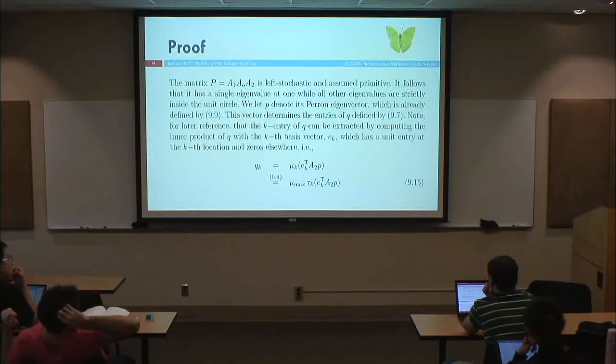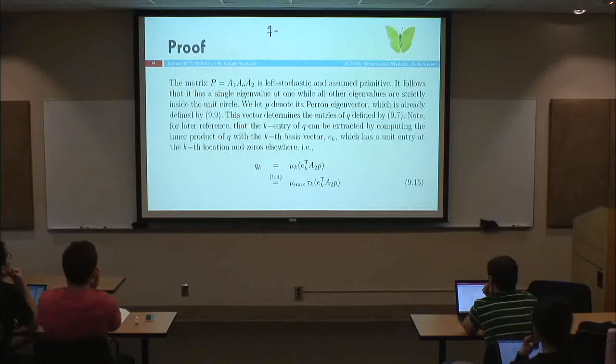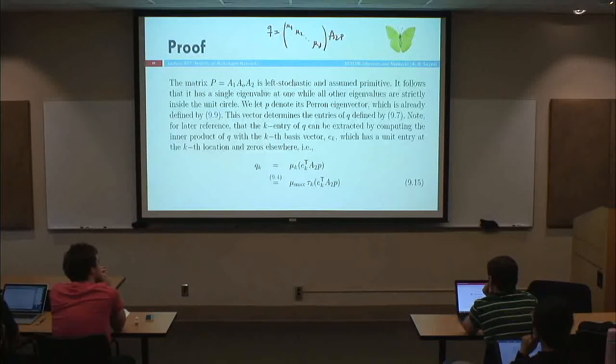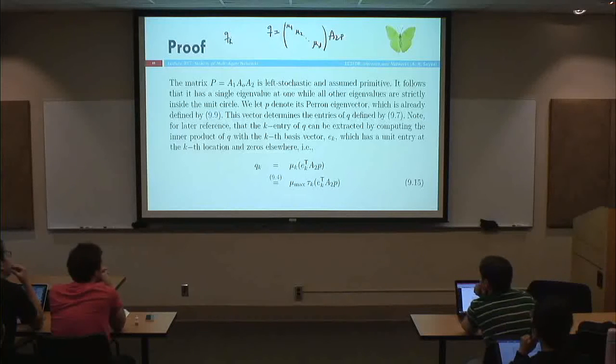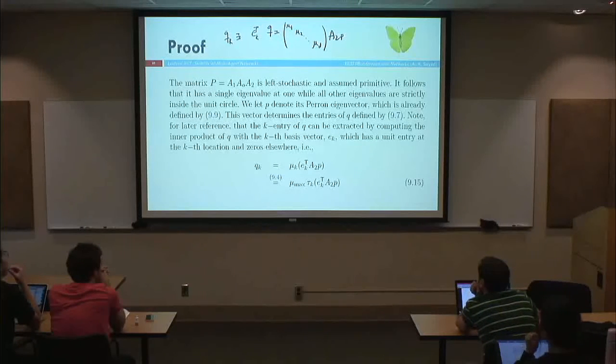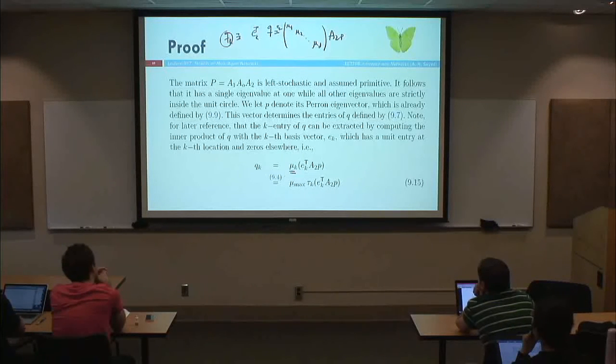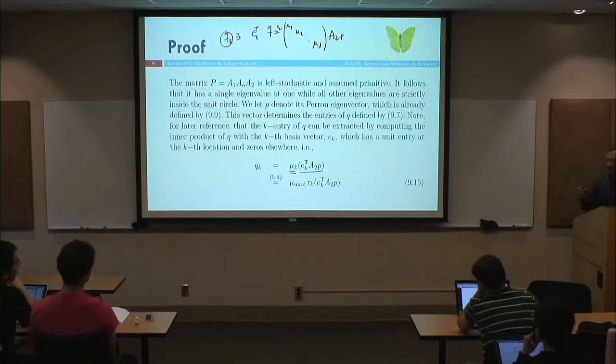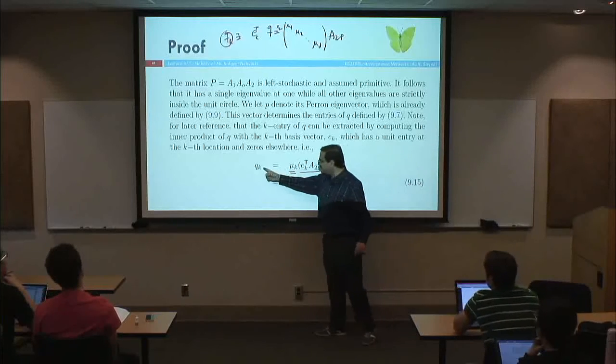The other thing I want to show you: remember, what was the vector Q? It was the matrix of mu's times A2 times P. This was the definition. So if I want to get any particular entry of Q, just multiply from the left by the K-th basis vector, the vector that has all zeros except one. You would extract this. So if you multiply by e_k here, you will extract mu_k times the k-th row of that. I'm just writing down the expression for the k-th entry of Q.